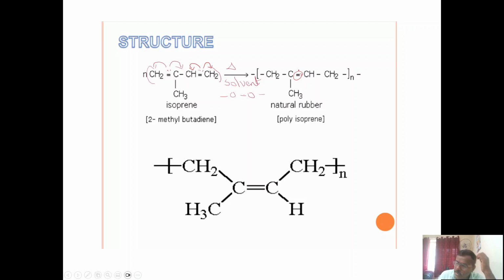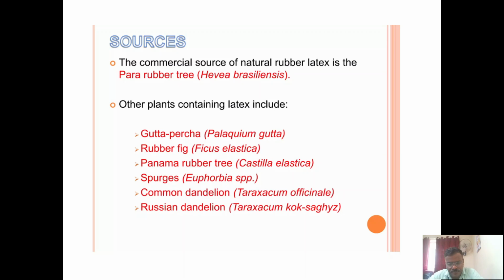Remember one thing, polyisoprene is an unsaturated polymer because it has a double bond. Okay, that's very important. It's 2-methyl butadiene. This is polyisoprene. Remember one thing, polyisoprene also has three types: one is isotactic, syndiotactic, and atactic.